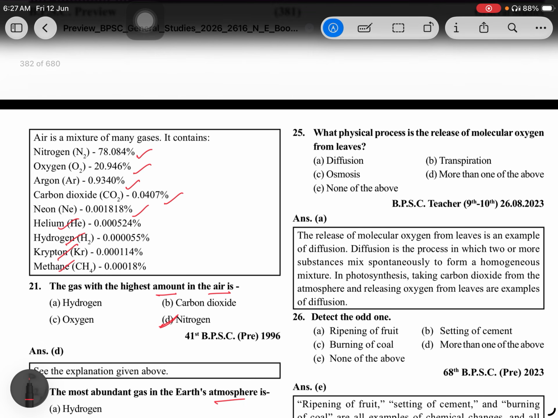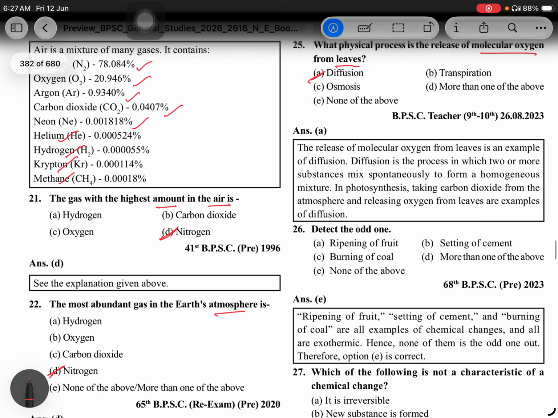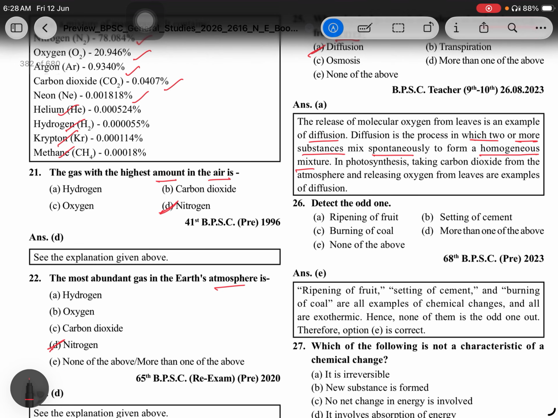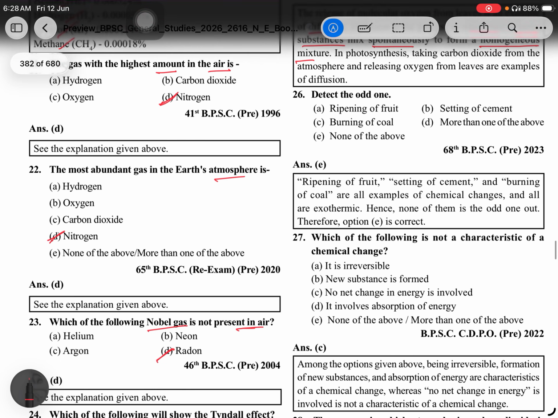Which physical process is the release of molecular oxygen from leaves? That is diffusion. The releasing of molecular oxygen from leaves is an example of diffusion. Diffusion is a process in which two or more substances mix spontaneously in the form of a homogeneous mixture. Photosynthesis takes carbon dioxide from the atmosphere and releases oxygen from leaves, which is an example of diffusion.